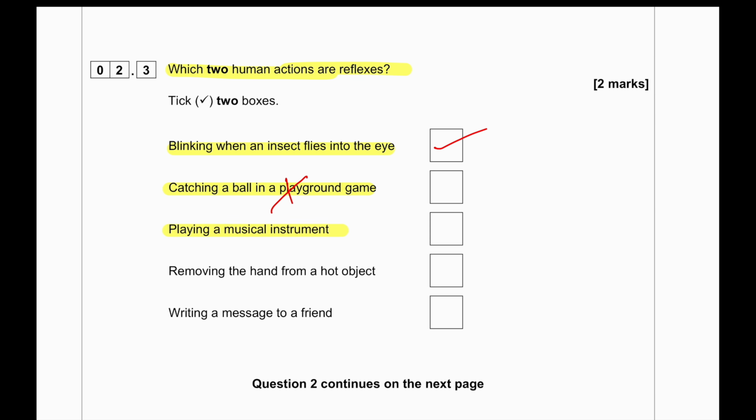Playing a musical instrument is also a conscious action. Removing the hand from a hot object is an automatic action. So definitely this is the reflex. Writing a message to a friend is definitely a conscious action, so thereby not a reflex. Any decision making that involves the use of the brain definitely will not be counted as reflex.